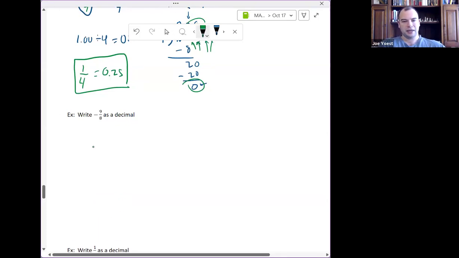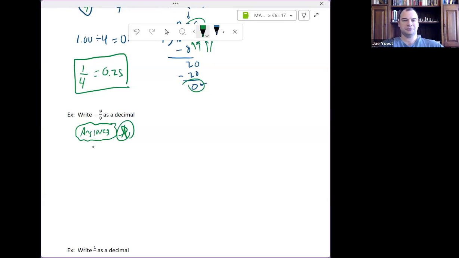So what about -9/8? If I want to write this as a decimal, it's going to be a negative answer, so I want to make sure I remember that. And then I'll have 9 divided by 8. 8 goes into 9 one time. 1 times 8 is 8. And I have one left over as a remainder. So I could write 9/8 as 1 with a remainder of 1.